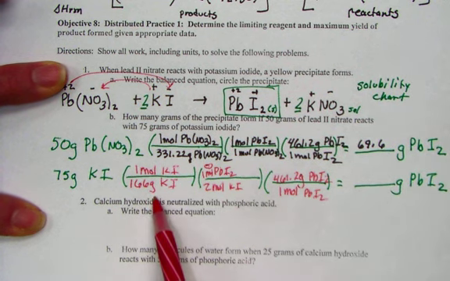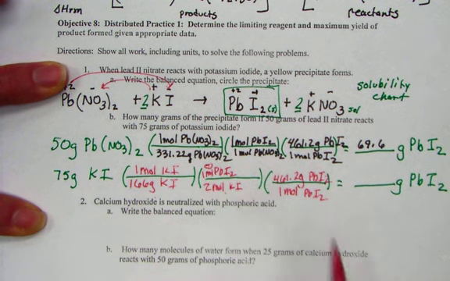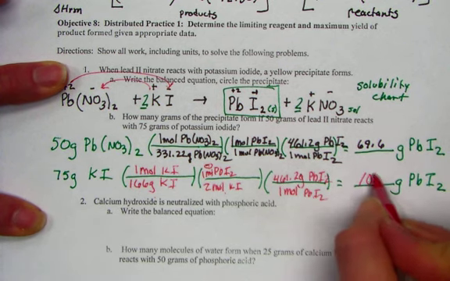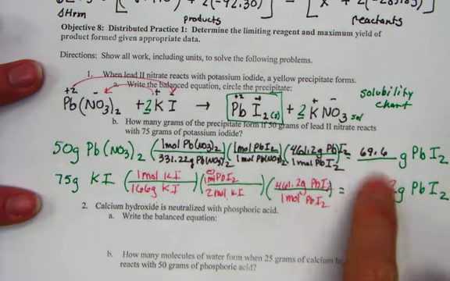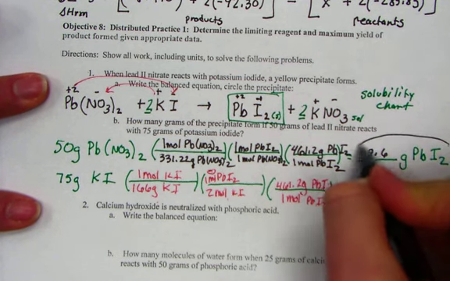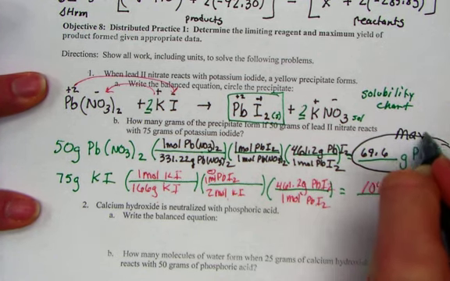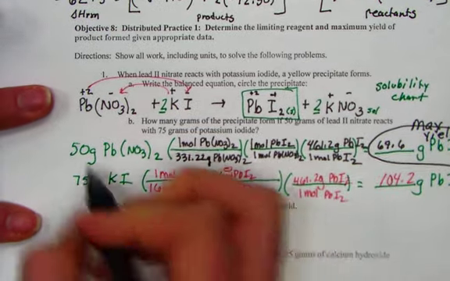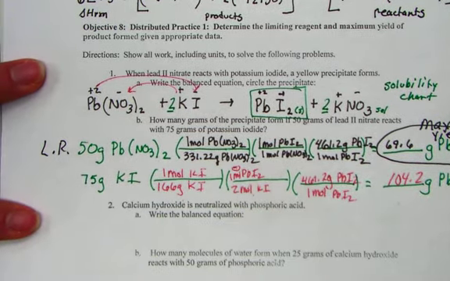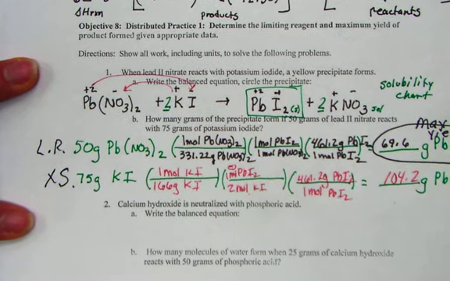Using the molar mass for KI, a want over given ratio, and the target 461.2, I have 75 over 166 divided by 2 times 461.2, and I'm finding, rounding a little bit, 104.2 grams. Clearly one is smaller than the other. The maximum yield we have to identify as the smaller of the two answers, telling us that the lead nitrate was the limiting reagent and the potassium iodide was in excess amounts.